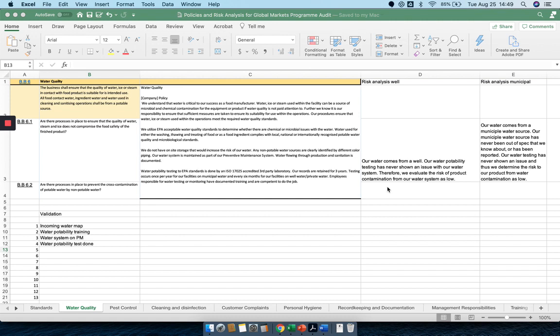Your risk analysis is by and large determined by whether you're on a well or on a municipal water supply. If you're on a municipal water supply, then your water potability risk is super, super low. And if it's on a well, it's probably also pretty low because you would have remediated it by now if you hadn't. So if you have gone through water remediation, you've got to note that and incorporate it into your standard operating procedures.